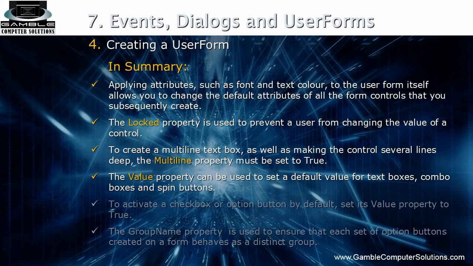The value property can be used to set a default value for text boxes, combo boxes, and spin buttons. To activate a checkbox or option button by default, set its value property to true. The group name property is used to ensure that each set of option buttons created on a form behaves as a distinct group.